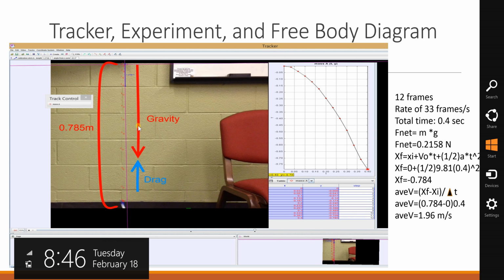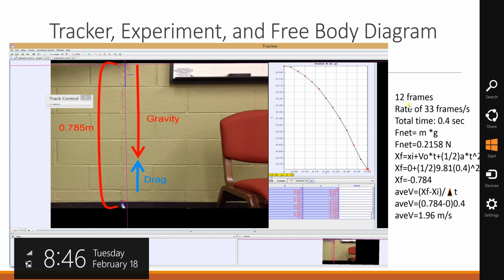As you see here on my position versus time graph, as the object fell, it accelerated. It did not reach terminal velocity. If it would have reached terminal velocity, you would have seen a more linear pattern toward the end, but instead it stays an exponential graph.